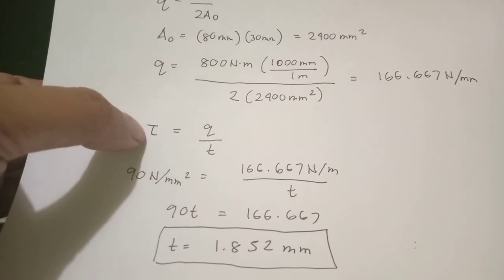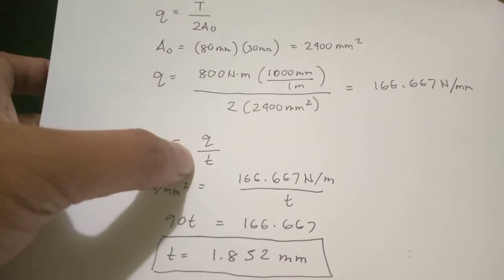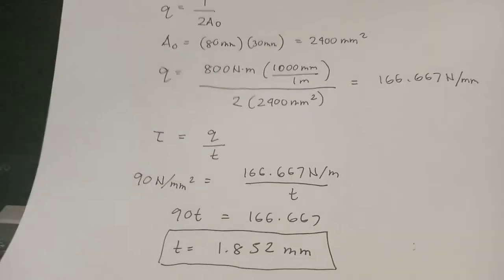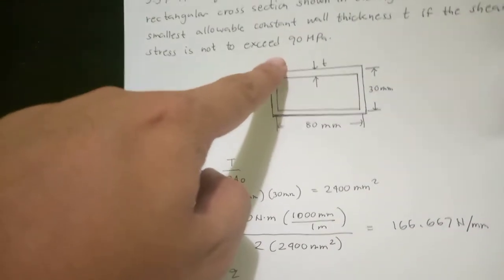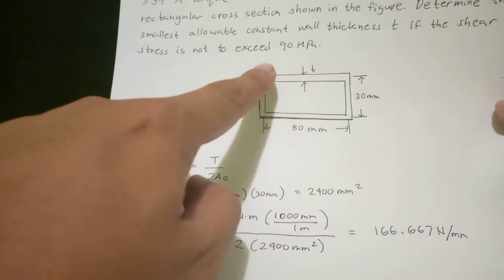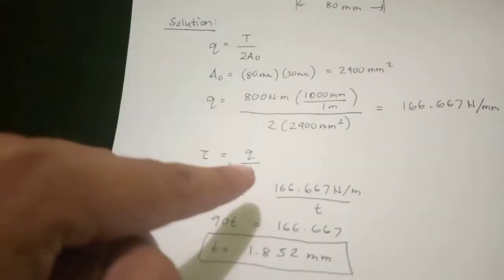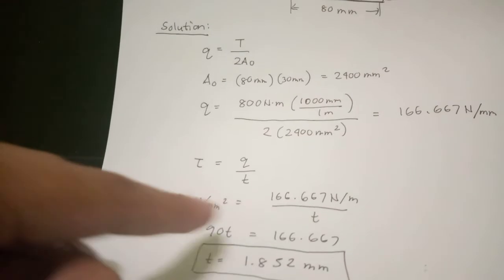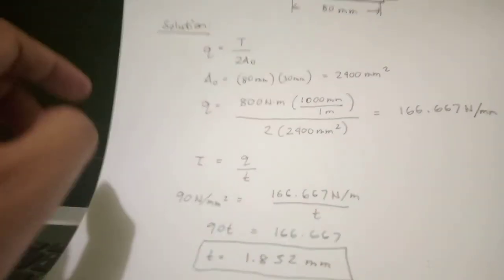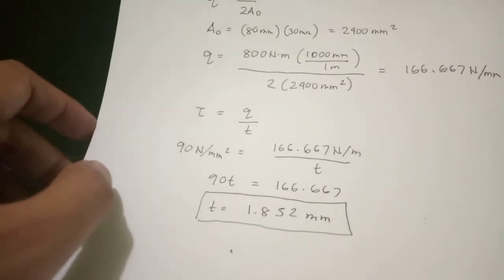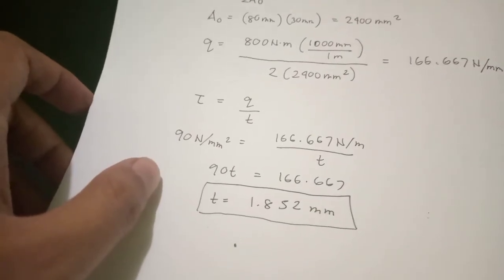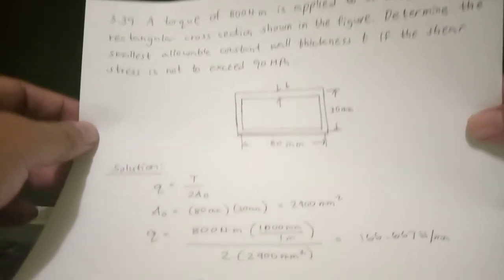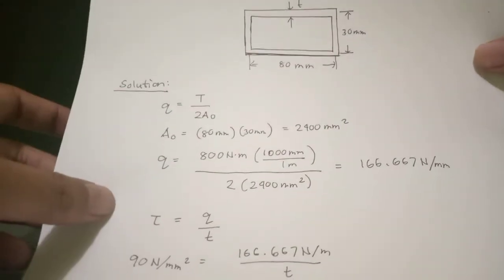Then we have the formula: shear stress is equivalent to the shear flow divided by the thickness. From the problem, it should not exceed 90 megapascal. So from this equation, we get the uniform thickness. The uniform thickness computed is 1.852 mm. So that is the answer. This is the problem, and this is the solution.